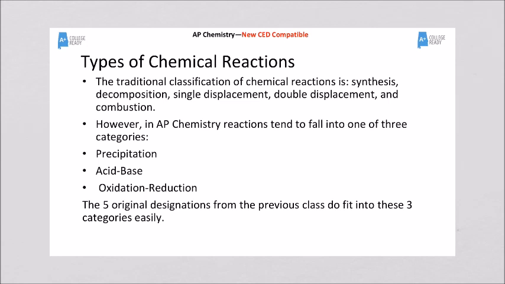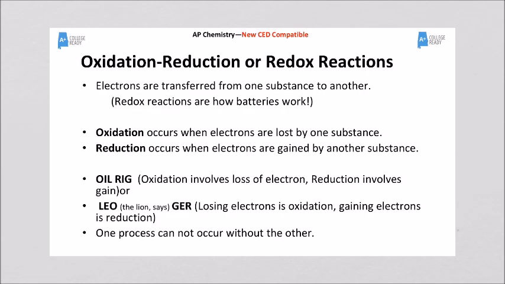So, as you know, we've already studied precipitation and acid base. Now is our last type, and you'll notice that a lot of these original types of reactions, not really double replacement, but decomposition, single displacement, combustion, and synthesis, most of the time should fall into this oxidation reduction category. So, what is oxidation reduction? And from now on, I'll say the word redox. That's just a short form of it that is very commonly used.